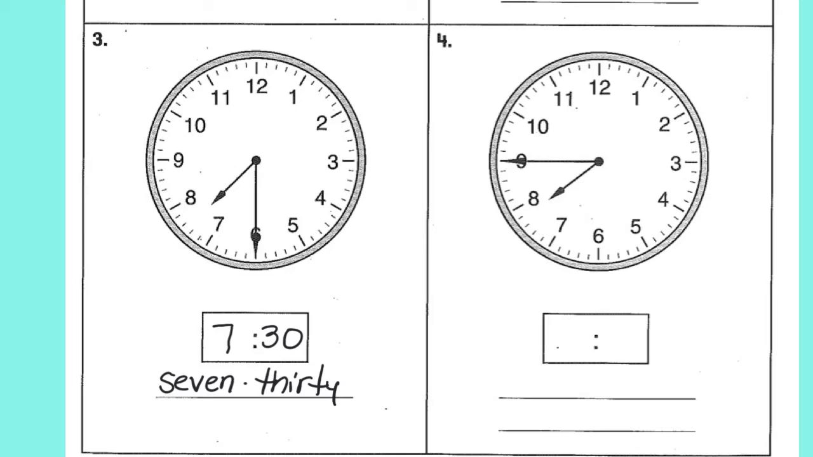7:30. Okay, let's look over at the number 4 and what time is shown on the clock. Think about it. Get ready. Yes, 7:45. So we write that with a 7:45. We can also call that a different way.